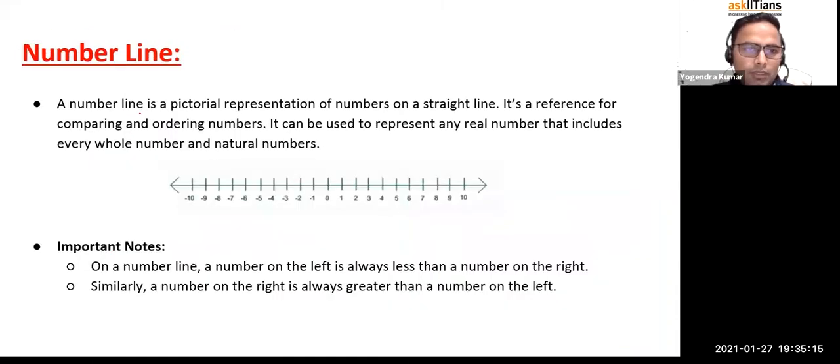Let's come to the next topic. As I told you about the number line, it is a pictorial representation. You can read the definition written here. The definition is not so important, but the basic idea is what is important for us. You can add minus infinity to positive infinity here, a very big positive number and a very big negative number.